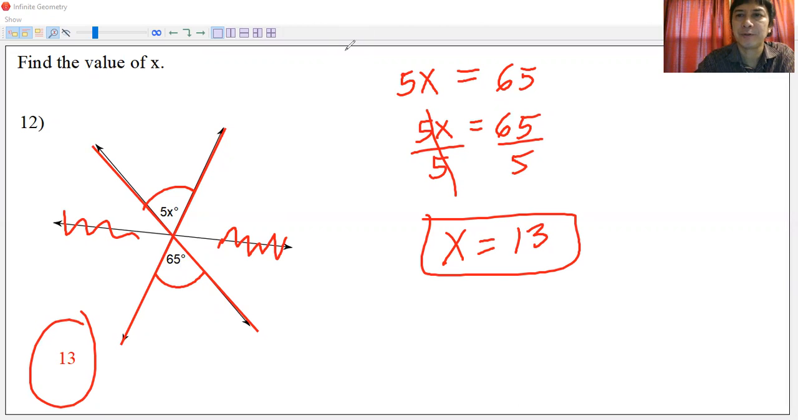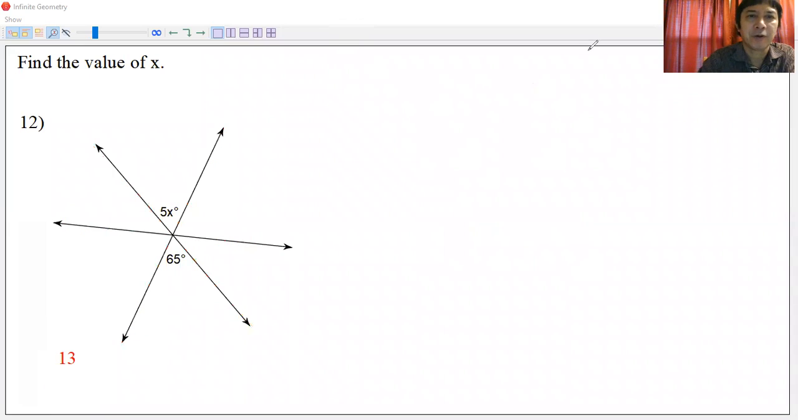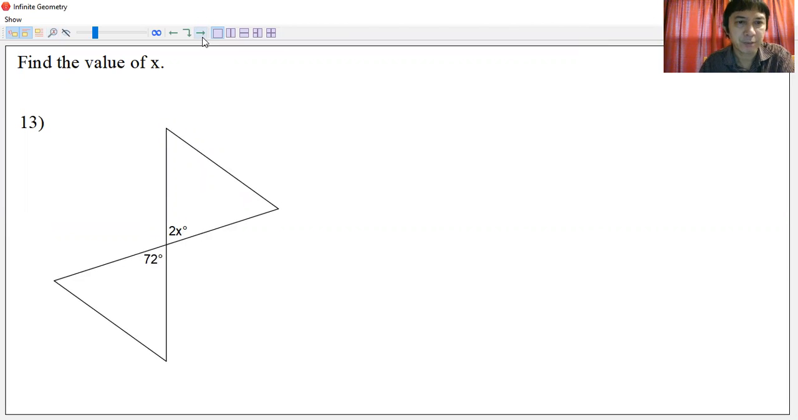Next, number 13. Let's proceed to number 13. Let me clear the screen and remove the answer. This is number 13, a similar figure, looking at the other numbers. So this will be something like a straight line here, and then another straight line there. And so this angle must be equal to this angle. Definition of vertical angles. So we have 2x equals 72.